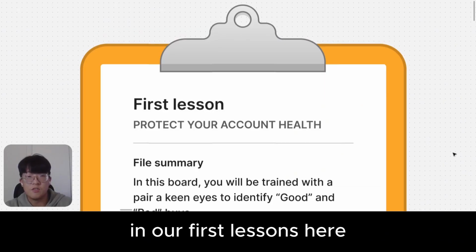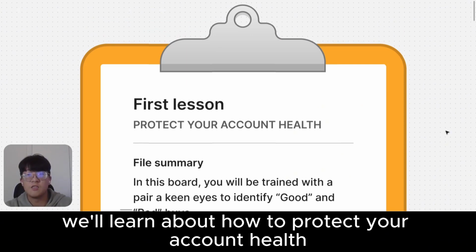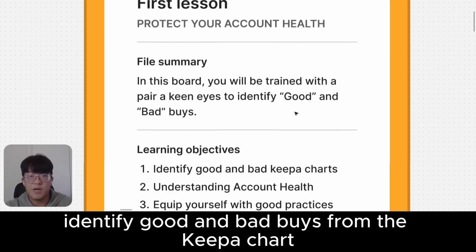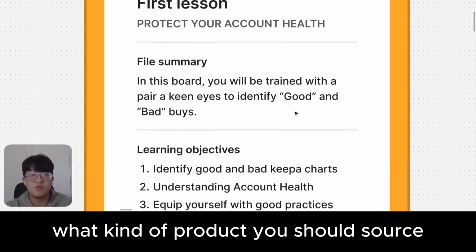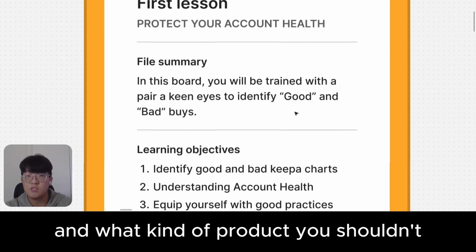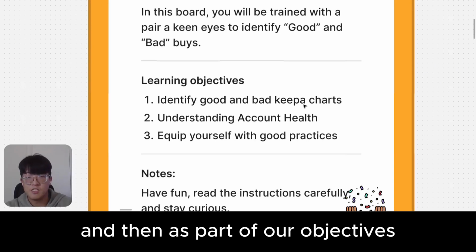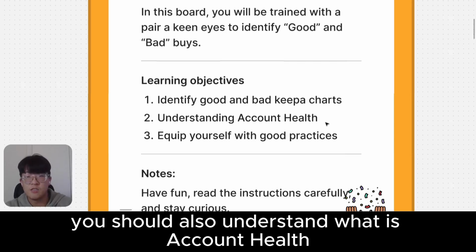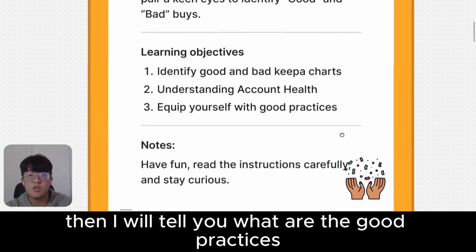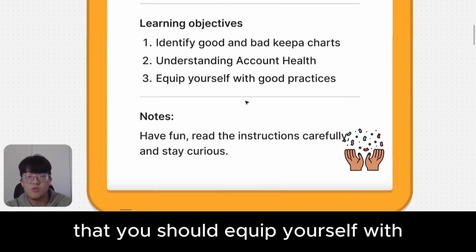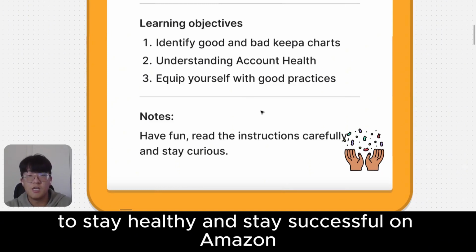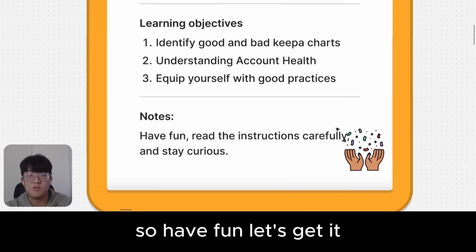In our first lessons here, we'll learn about how to protect your account health, identify good and bad buys from the Keepa chart, what kind of product you should source and what kind of product you shouldn't. And then as part of our objectives, you should also understand what account health is and why it's important to you. Then I will tell you the good practices that you should equip yourself with to stay healthy and stay successful on Amazon. So have fun. Let's get it.